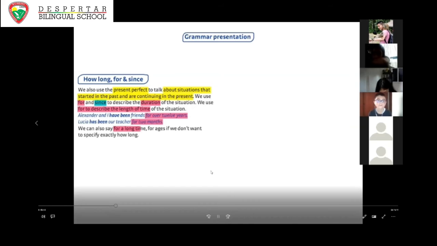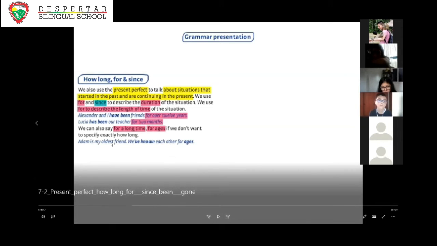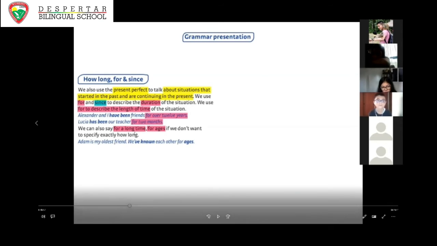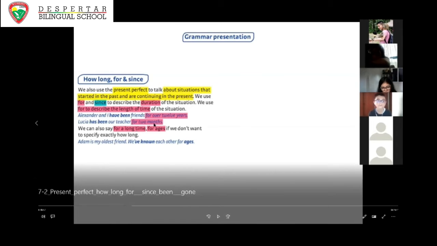We can also say for a long time, for ages, if we don't want to specify exactly how long. Okay, here we are explaining us to use for a long time or for ages if we don't want to specify exactly how long is the time. Entonces, también podemos usar el for para decir un tiempo, pero si no lo queremos especificar, si no queremos dar ese dato de cuántos meses, cuántos años, cuántos días, ¿cierto? Usamos las expresiones for a long time and for ages. Por un largo tiempo o por varios años. ¿Listo?